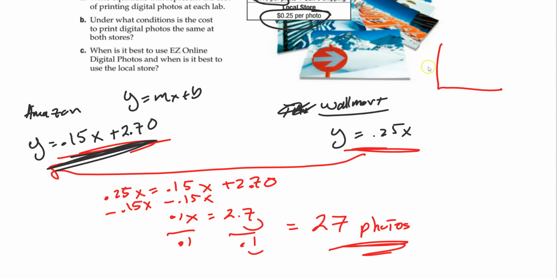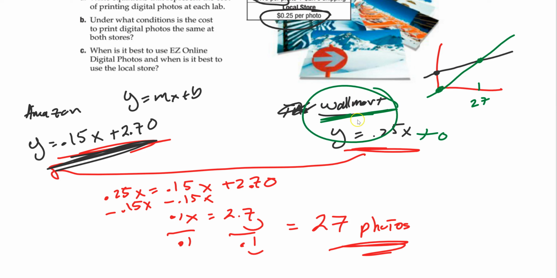So let's do Amazon first. I'm just gonna do a quick sketch, right? So 2.7 is my y-intercept, and then my slope is 0.15. So it's gonna be kind of like this. So that's Amazon. Now let's do Walmart. It has a y-intercept of 0 and a slope of 0.25. So I can go a little faster. I know where they cross is 27 photos. So it looks like anything before 27 photos, you want to go to Walmart, the local store. Anything after 27 photos, you want to go to Amazon.